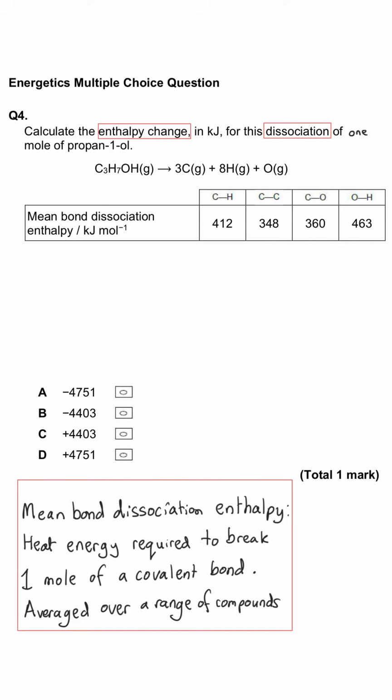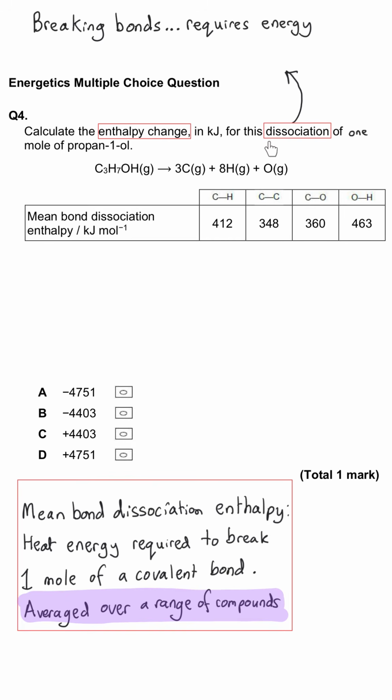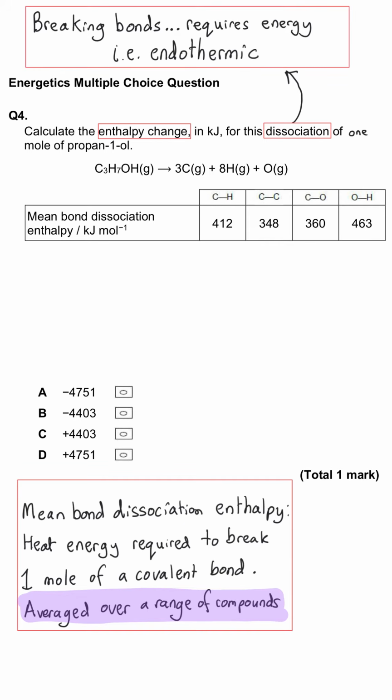So the first thing to note is that these are mean bond enthalpies, and so this value that we're about to calculate is not likely to be 100% accurate because the bond enthalpies are averaged over a range of different compounds. The second thing that we need to notice is that we're doing a dissociation calculation. That means that we're breaking all the bonds and nothing else. So that means that energy is going to need to go into the propan-1-ol to break the bonds. And bond dissociation enthalpies are always positive because they're always endothermic.